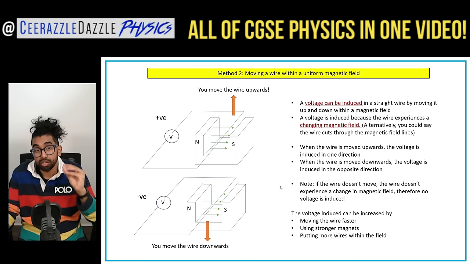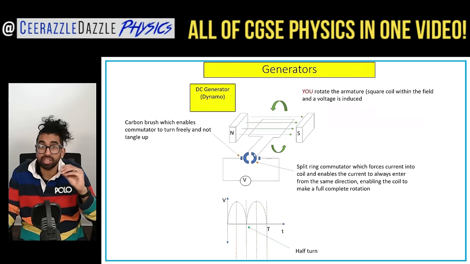So don't forget, you need to be experiencing a changing magnetic field to induce a voltage. Generators. So over here we have a DC generator, also called a dynamo. A DC generator, the DC stands for direct current. Look at this diagram. It looks almost similar to the DC motor, but instead of a power supply, there is a voltmeter. We still have the split ring commutators and we still have the carbon brushes.